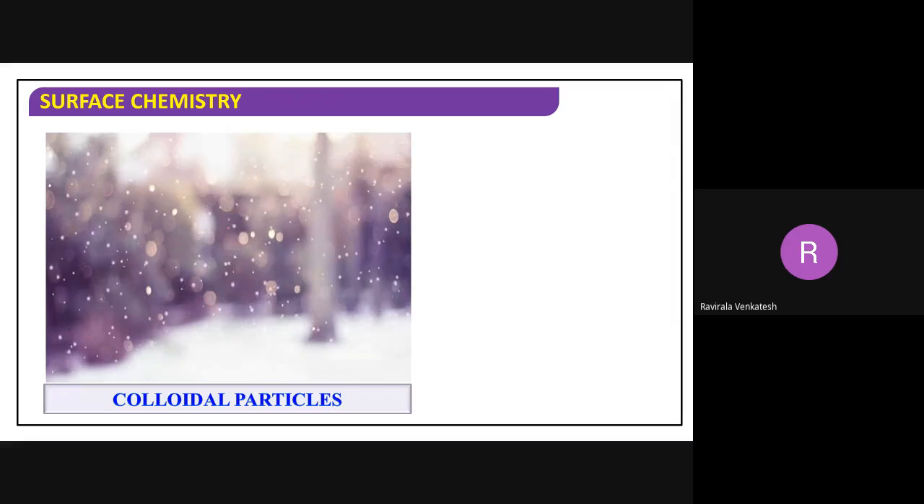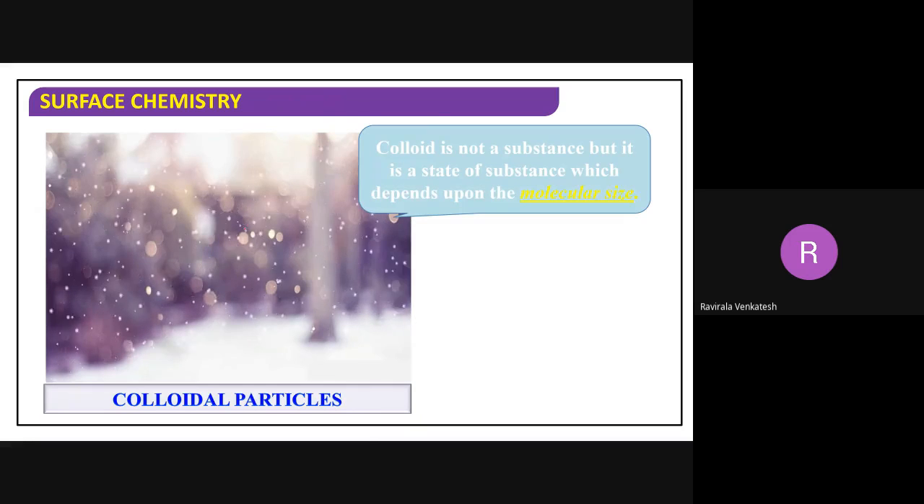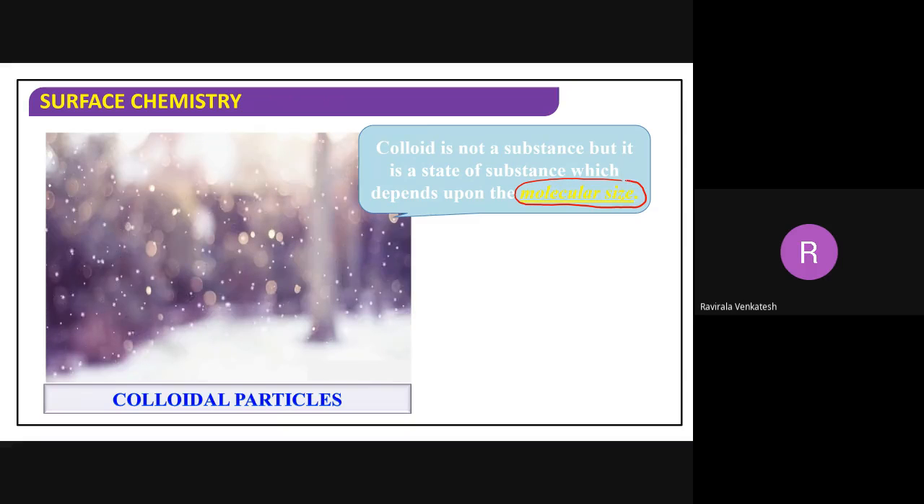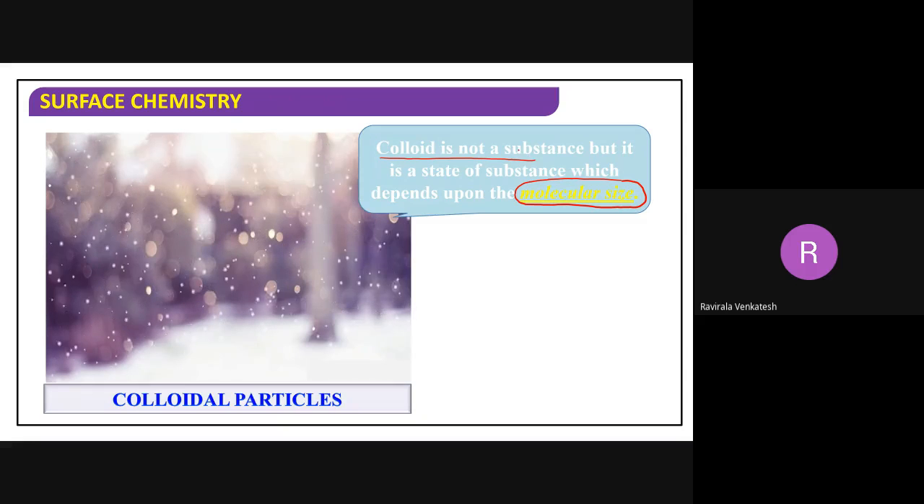You observe this one. These particles coming down here are snow particles, which are called colloidal particles. Now, colloid is not a substance, but a state of substance which depends upon the molecular size. When you change the size of the molecule, a solution may convert into colloid, and colloid may convert into suspension. So colloid is not at all a substance.